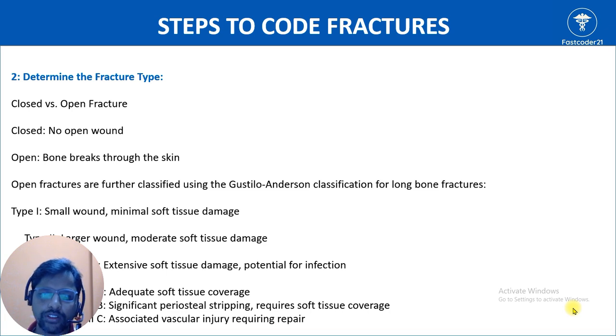First one is a small wound, minimal soft tissue damage. Type 2 is a larger wound, moderate soft tissue damage. Type 3 is extensive soft tissue damage, potential for infections. Again, type 3 divides into 3 variants. 3A is for adequate soft tissue coverage. 3B is for significant periosteal stripping requiring soft tissue coverage. And 3C is for associated vascular injury requiring repair. So what matters while using the Gustilo classification is the type of the wound and the amount of soft tissue damage.